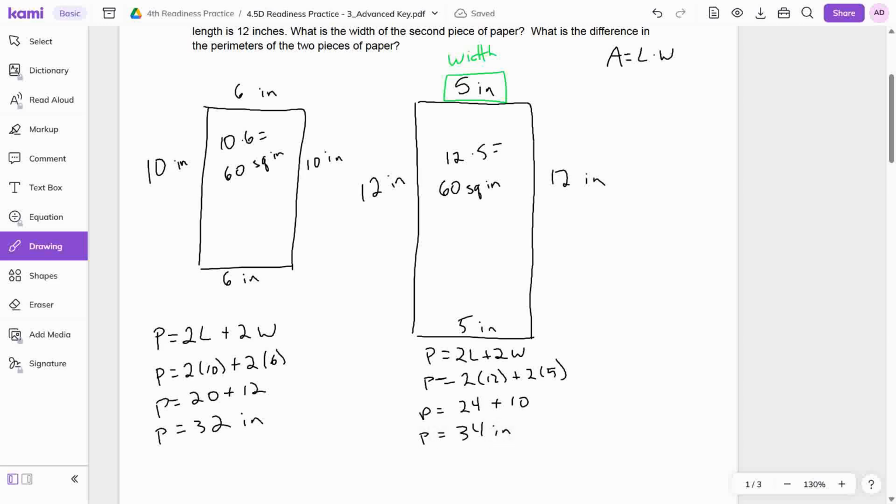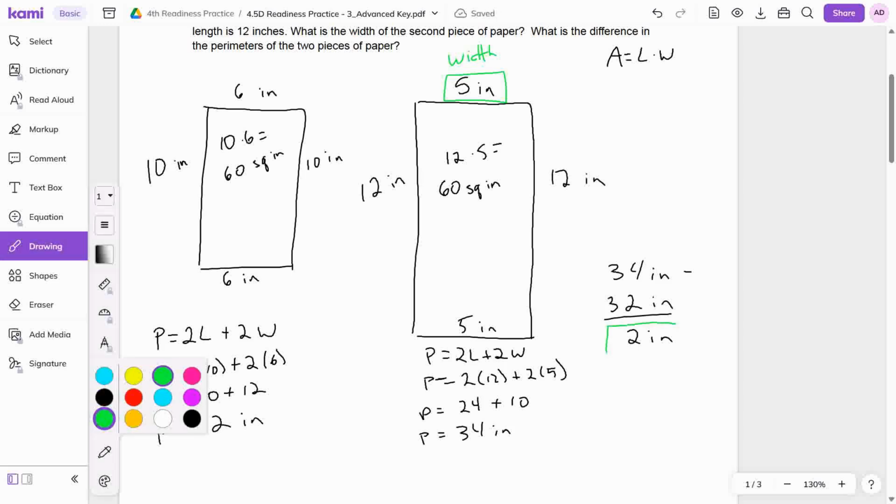So that second one is a little bit longer. So the difference is going to be 34 inches minus 32 inches. We're going to get a difference of 2 inches. So the missing side length is 5 inches, and the difference in the two perimeters, and I'll go ahead and just write that there so we can see it on the answer key a little bit easier, is 2 inches.